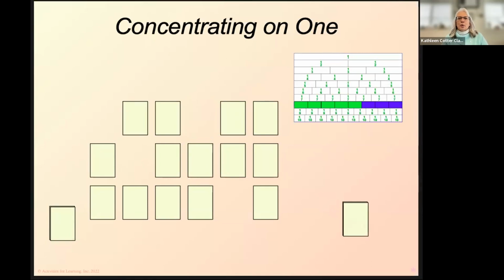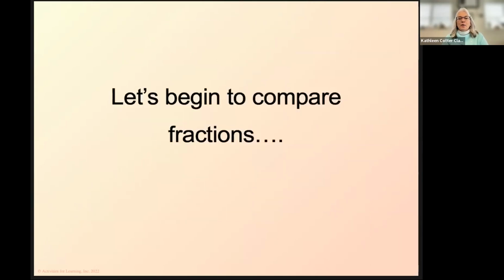Again, would you want to do this with a worksheet? No, but to play a game? Okay, that's pretty cool. I can do that. So we're going to play the games and practice. So we're going to build this foundation. Next, we're going to begin to compare fractions.